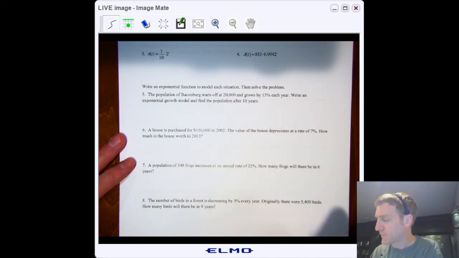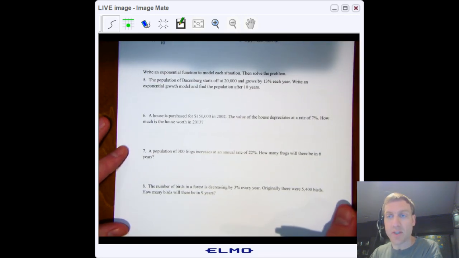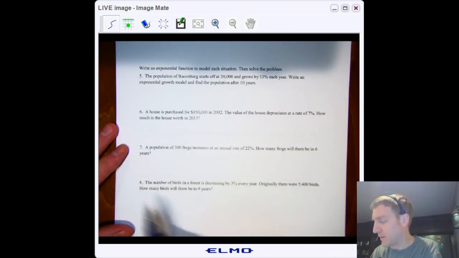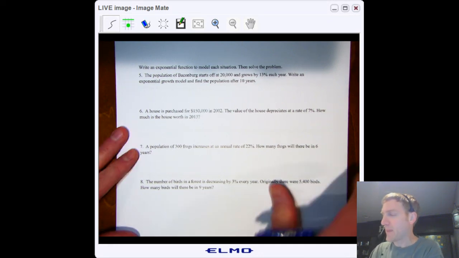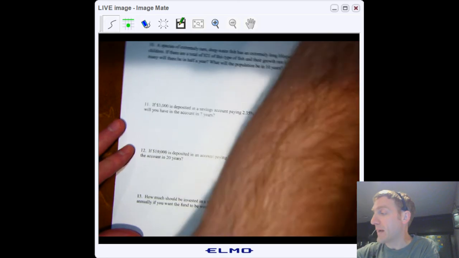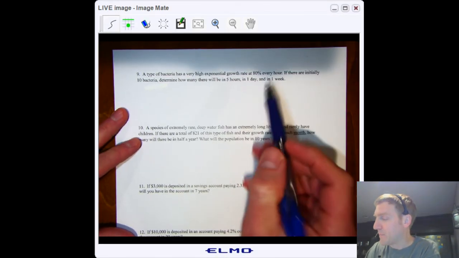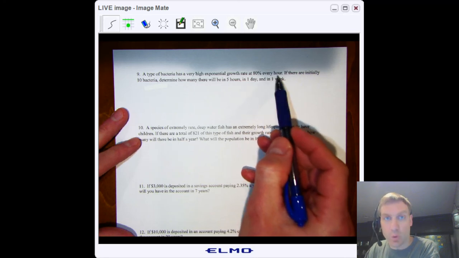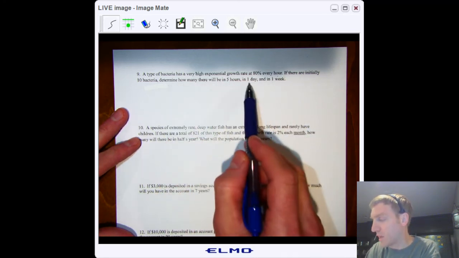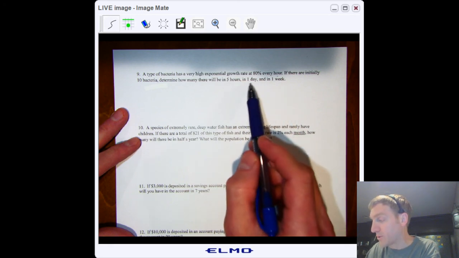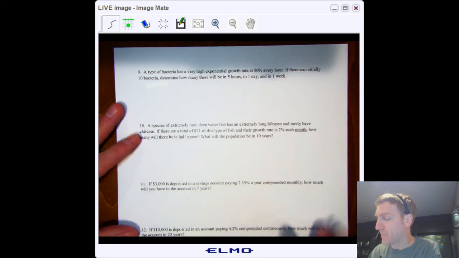Now, let me just warn you here. Be careful with the units. For example, in number 8, it's 3% every year. Find out how much it'll be in 9 years. That's good, but make sure that the rate matches the time. For number 9, this 80% is every hour. Then I asked 3 questions. How much will there be in 5 hours, in 1 day, and in 1 week? Make sure you change 1 day and 1 week to hours. The units have to match up.